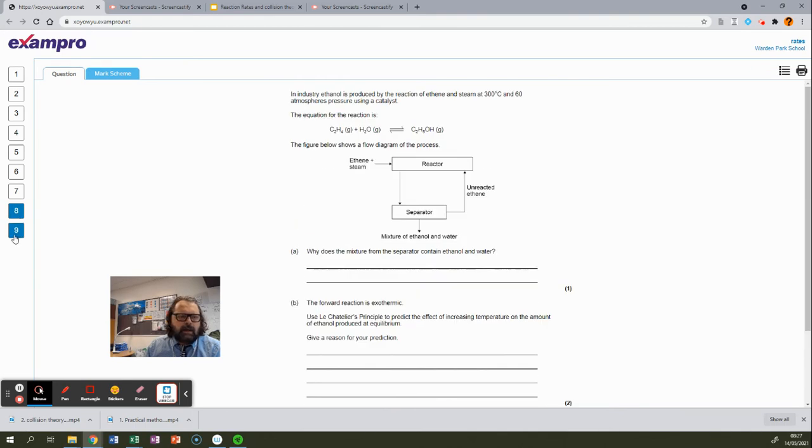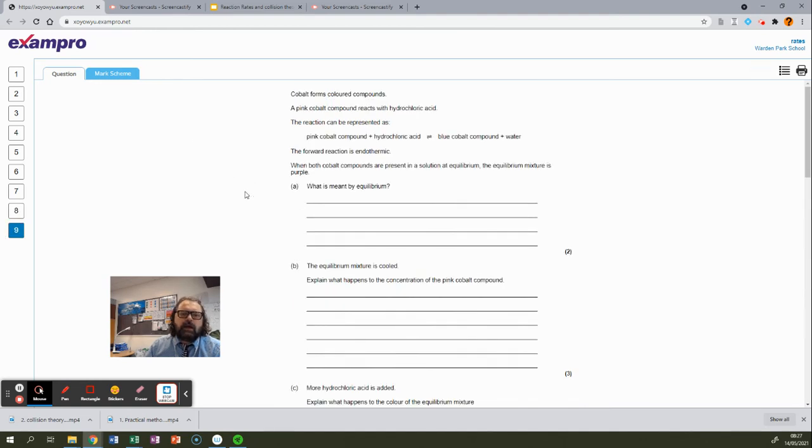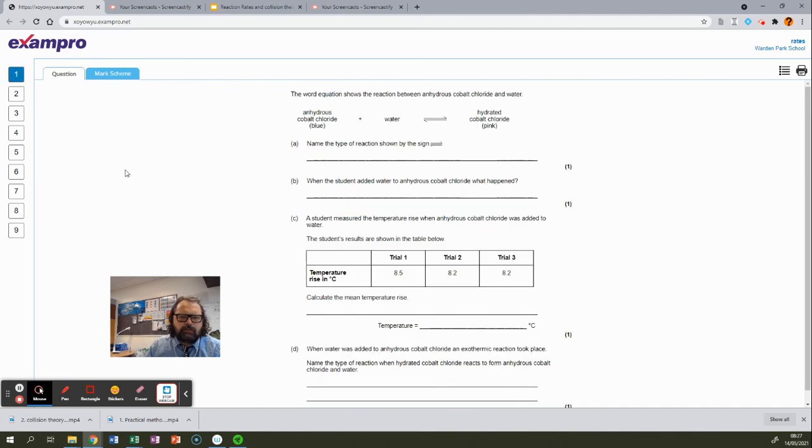Okay, for higher tier candidates, towards the end here are some questions about reversible reactions. Watch the videos about reversible reactions first. Some of these are quite tricky, and this is where the hardest questions in the exam are likely to come, because this is higher tier only. So I suggest that you work through some of these questions.